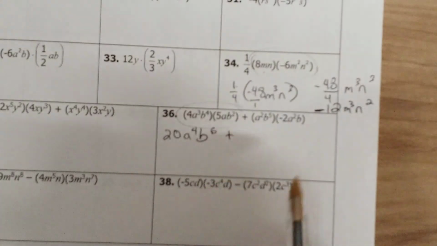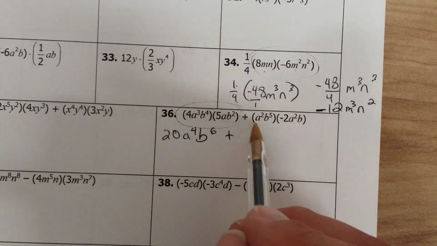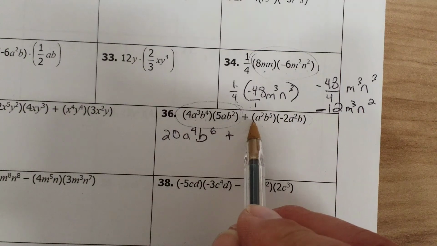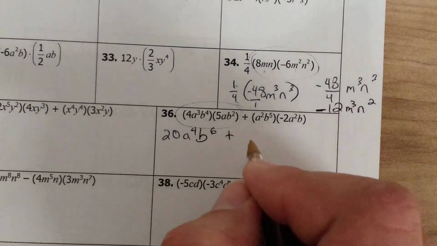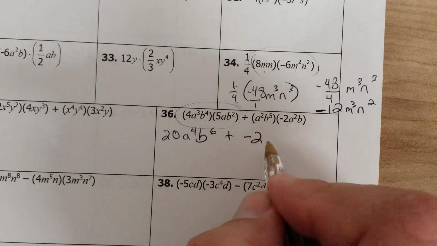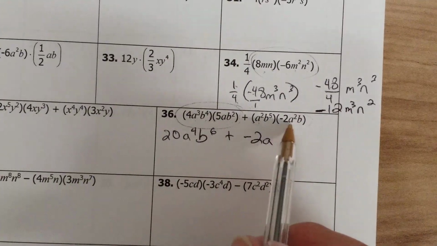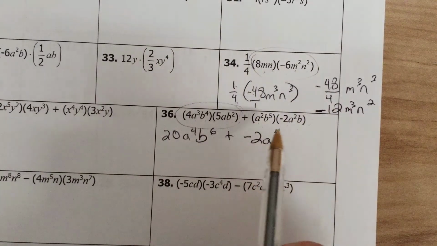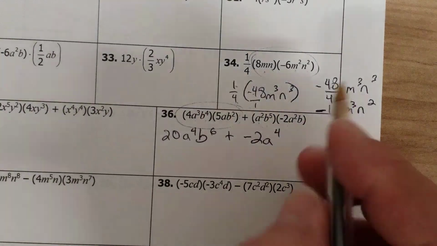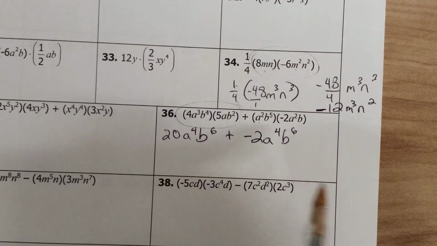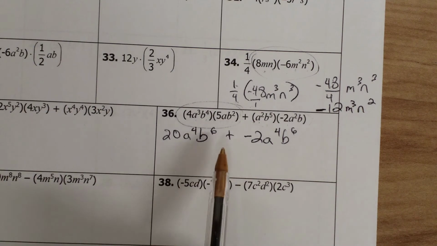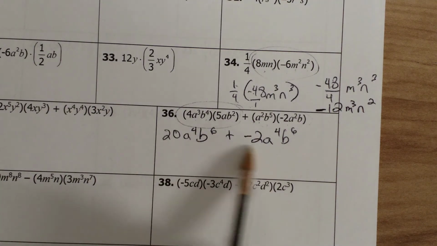Now we're going to add, and we're going to figure out what this one is. Well, the coefficient here is 1 times negative 2, which is negative 2. a, there's 2 there and 2 there. That makes 4. And b, there's 5 here and 1 here. That makes 6. And now if you look, we're being asked to add these together.